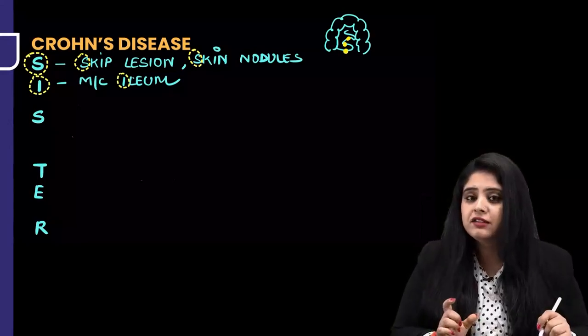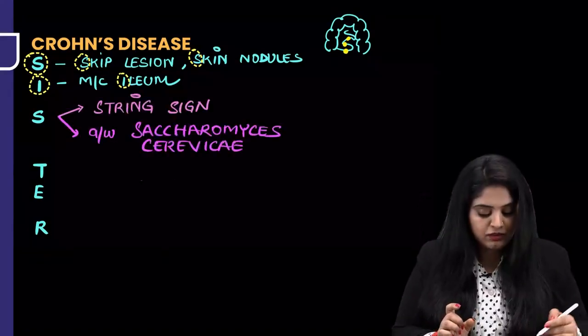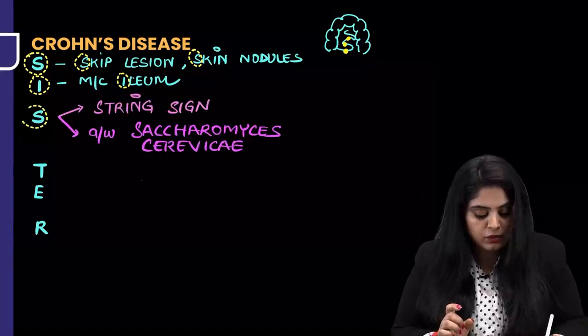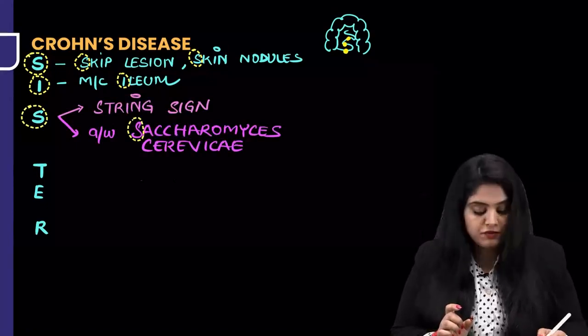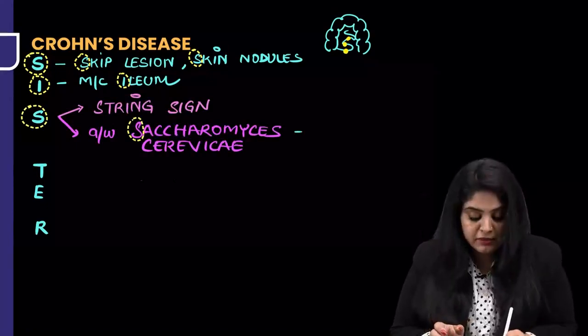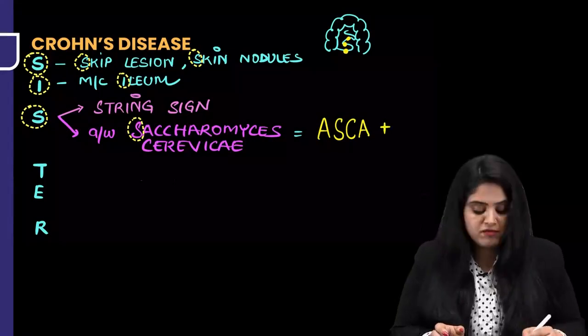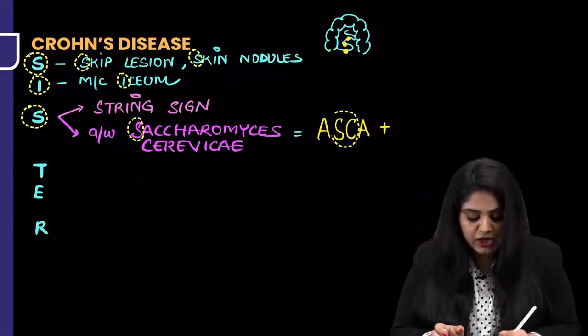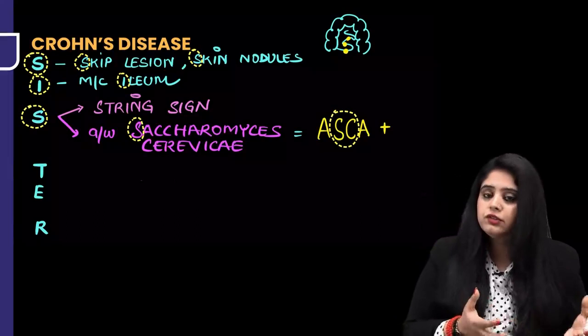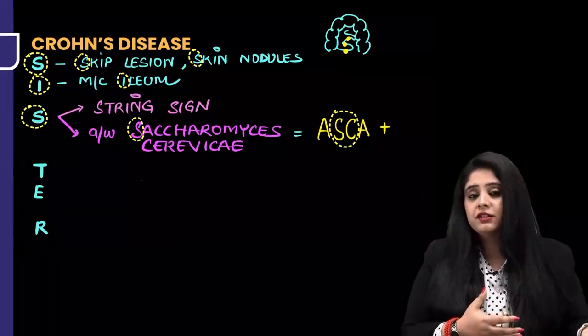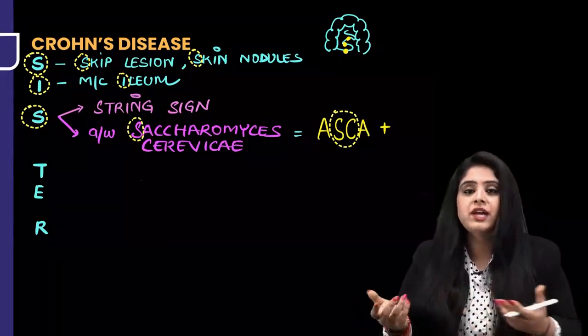Why does it act? Is there any fungus associated with it? Is there any antibody associated with it? Yes. Please remember, this is associated with S for Saccharomyces cerevisiae. This is a fungus. This means the antibody is going to be anti-Saccharomyces cerevisiae antibody. It is ASCA positive. Many students ask me, what is ASCA? Which antibody is it? I've told you it's associated with the fungus, Saccharomyces cerevisiae. So anti-Saccharomyces cerevisiae antibody is noted.